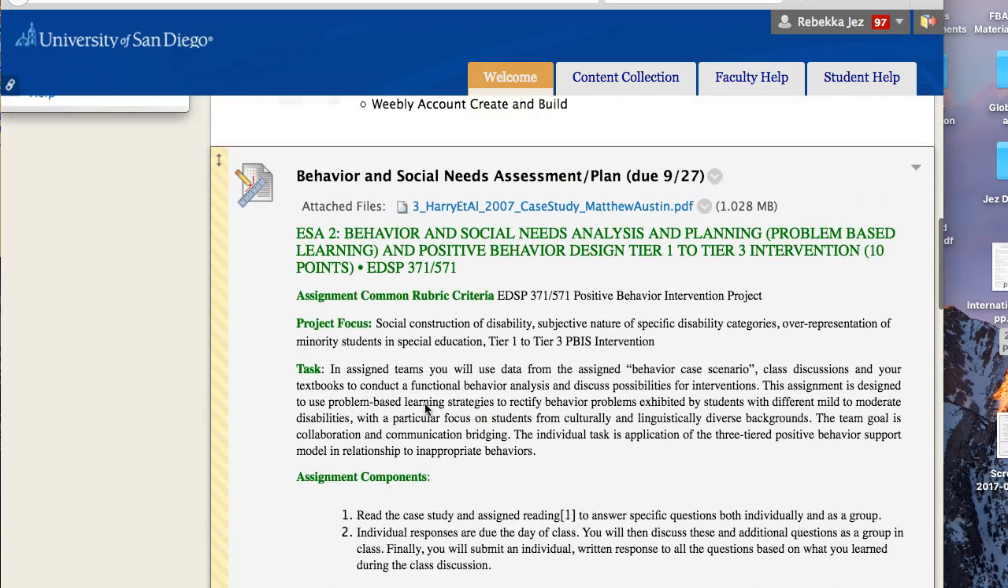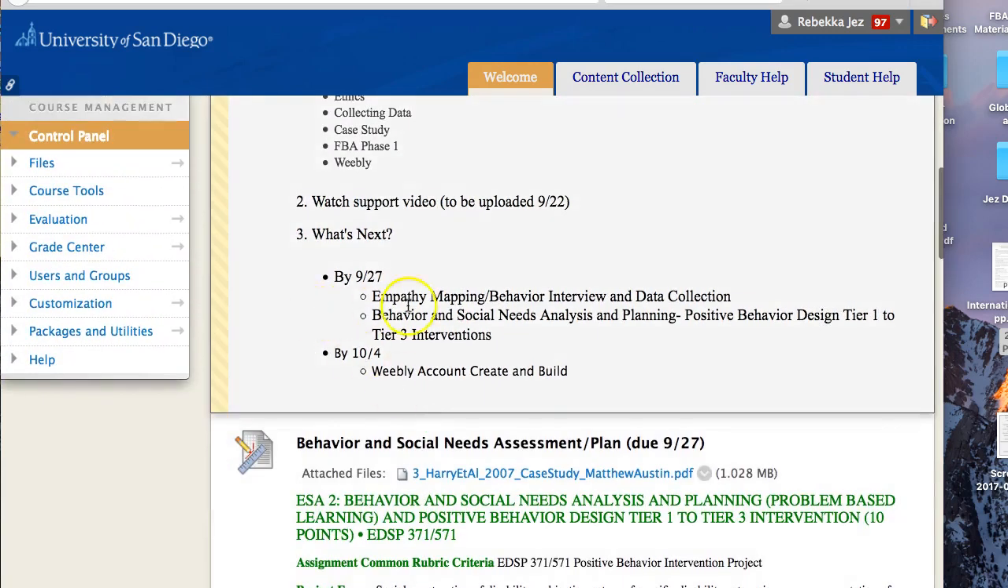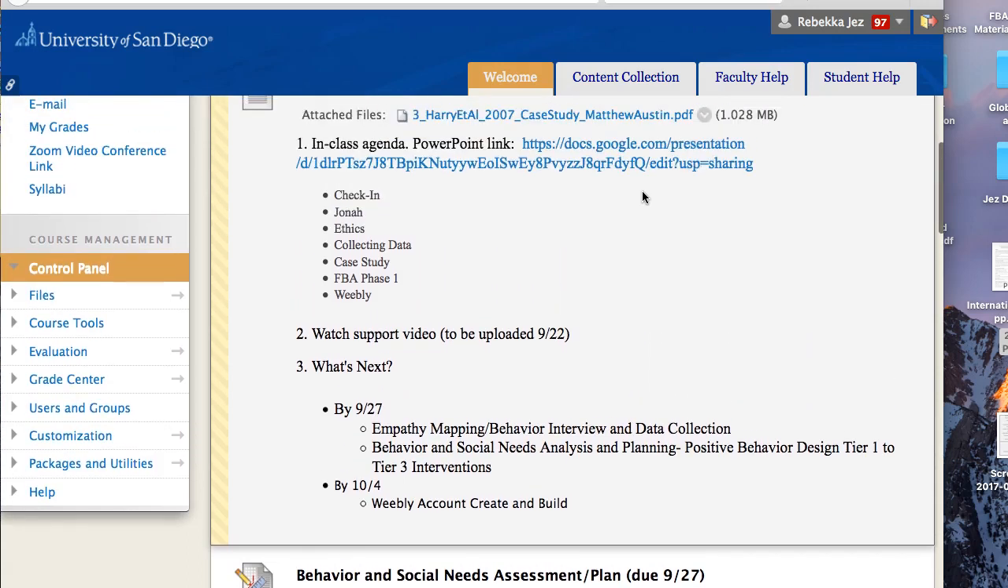Let me see, is there anything else that I need to remind you of? We've got the empathy mapping and the behavior and social needs analysis that are both due by the 27th. And then by the 4th will be the Weebly account. And for right now, this week it'll just be gathering, and then we'll be doing some more readings next week.